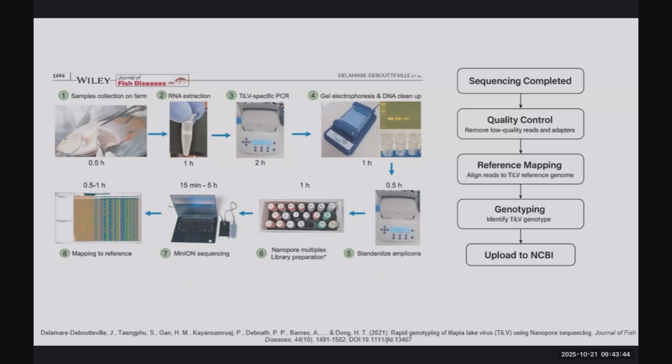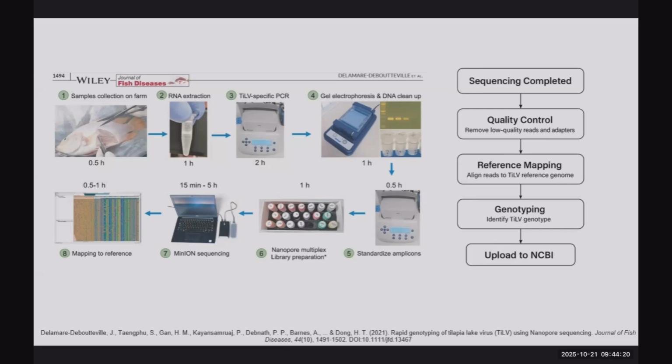This one is Delamere work in Journal of Fish Disease. The figure shows the complete workflow in rapid field-based genotyping of Tilapia lake virus using nanopore sequence. This study demonstrates how portable sequence device can be applied directly on fish farm to detect and identify RNA virus within a few hours. Almost 12 hours is done.